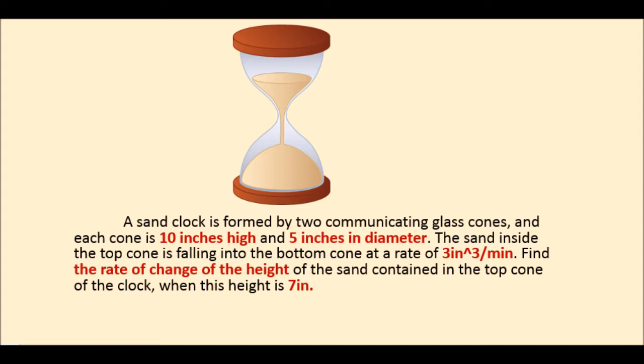A sand clock is formed by two communicating glass cones, and each cone is 10 inches high and 5 inches in diameter. The sand inside the top cone is falling into the bottom cone at a rate of 3 cubic inches per minute. Find the rate of change of the height of the sand contained in the top cone of the clock when this height is 7 inches.